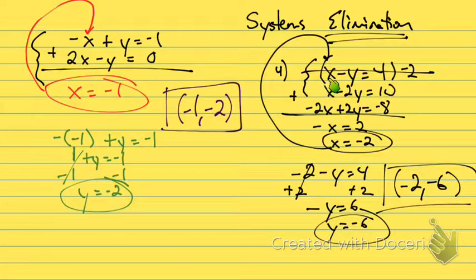So put -2 in here, and put -6 in here. I get -2 plus 6 is 4. Is that true? Okay. Put -2 in here, and put -6 in here. I get -2 plus 12 is 10. Is that true? Okay, my point is true in both. I did something right.